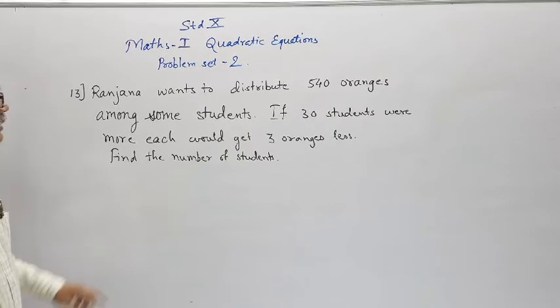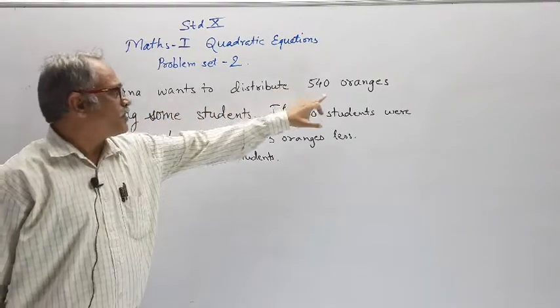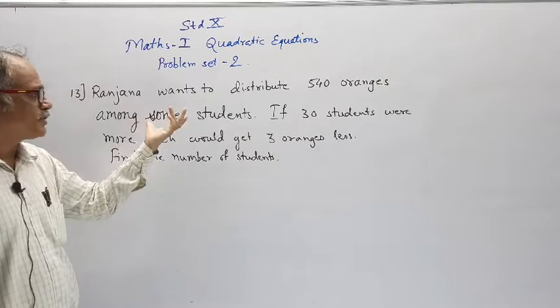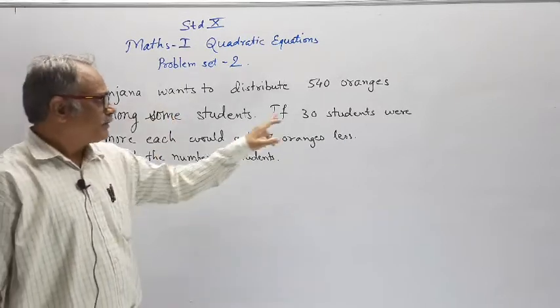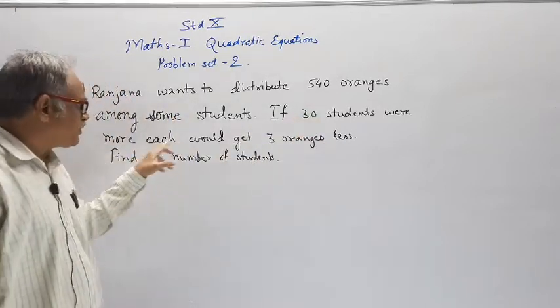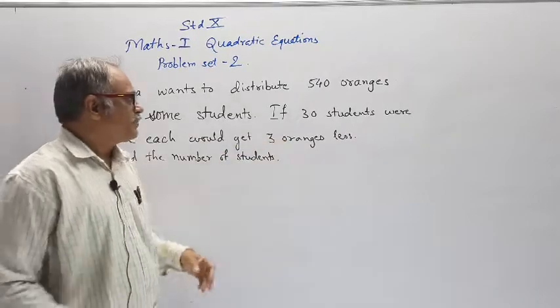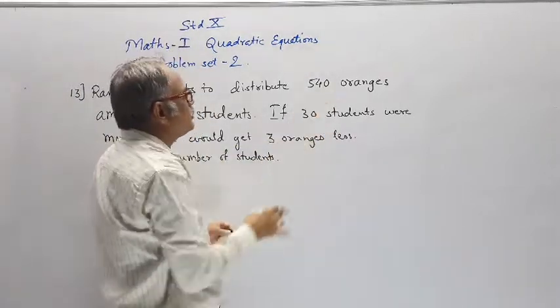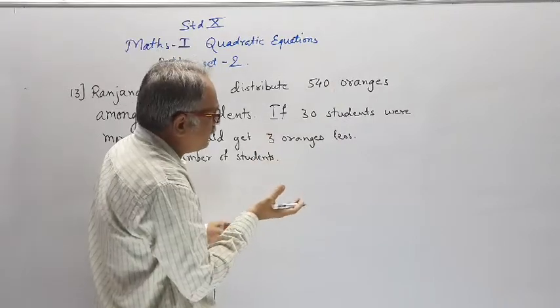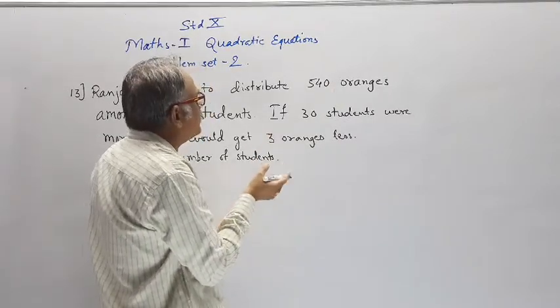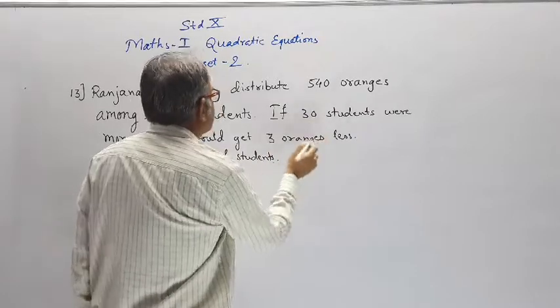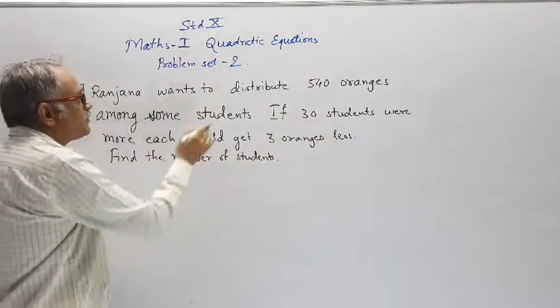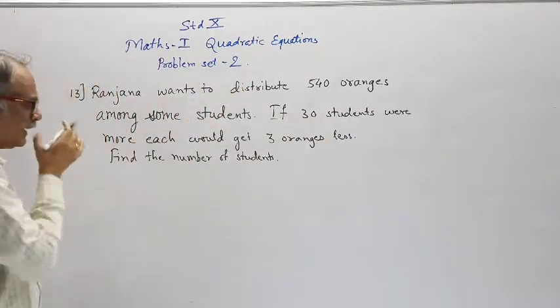Pay attention. Ranjana wants to distribute 540 oranges among some students, those who are present. If 30 students were more, each would get 3 oranges less. It means that while distributing, Ranjana is thinking that if 30 students were more, those 30 students might be absent. If they also come, then each one would have got 3 oranges less. We have to find the present number of students.